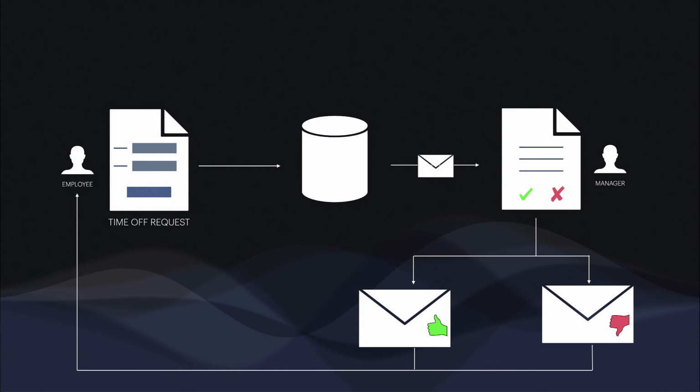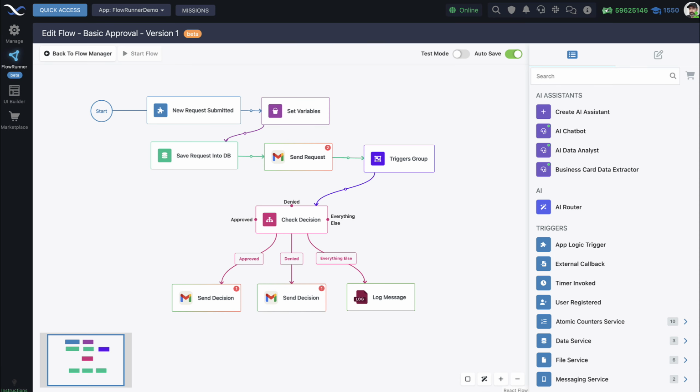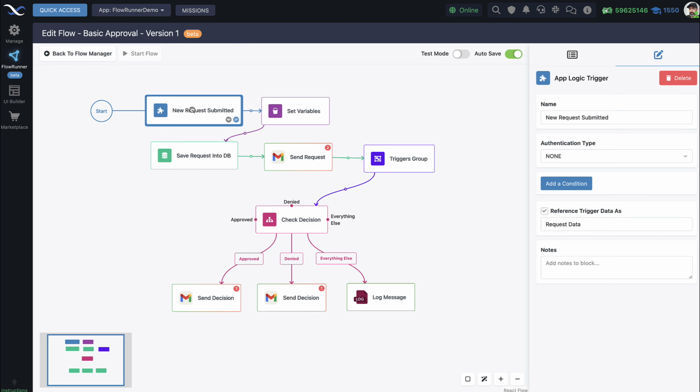UI Builder, of course, makes it easier to integrate FlowRunner into the actual processes. So let's take a look and go back to our flow to see how it is implemented. So here in our flow, as you can see, it starts with this trigger that is labeled new request submitted.